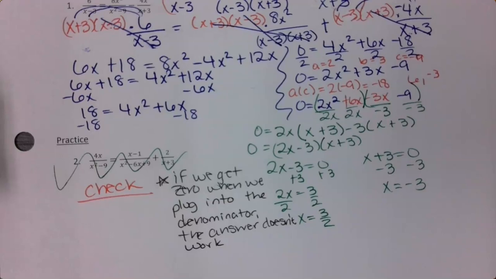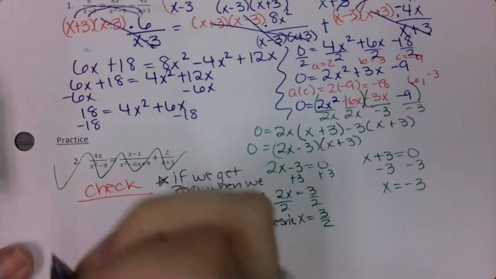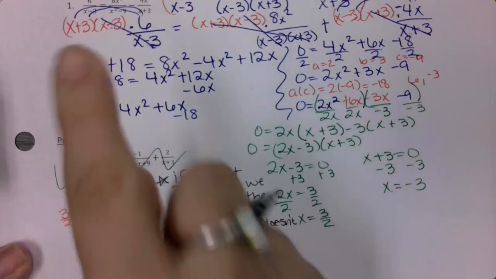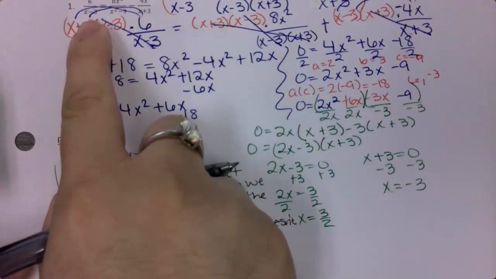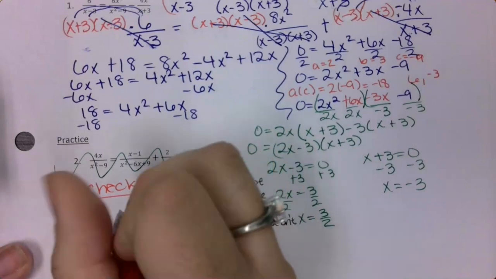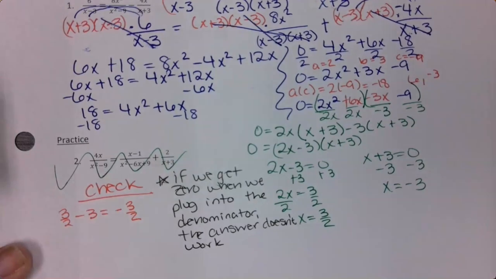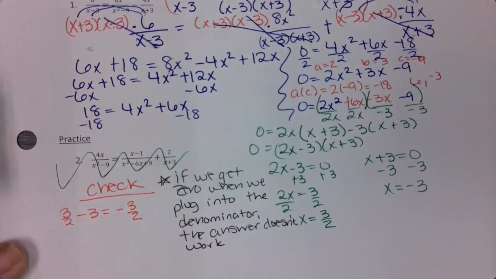So the first number I'm going to check is 3 halves. If I do 3 halves minus 3, this is plugging into that first denominator up there. This gets me negative 3 halves. Is that 0? No. So I can keep going.